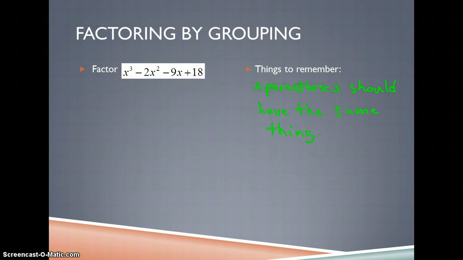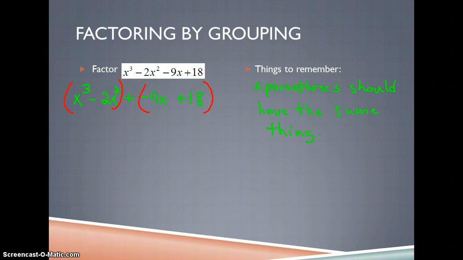We're going to rewrite this just a little bit wider here so we have a little more space. X cubed minus 2x squared. And this is the one time I'll tell you to do plus negative 9x plus 18. All right, I think it really helps you out here. So we have our first group and we have our second group.